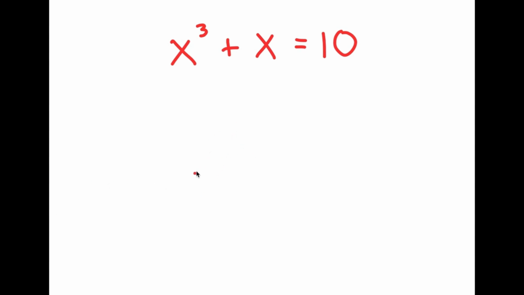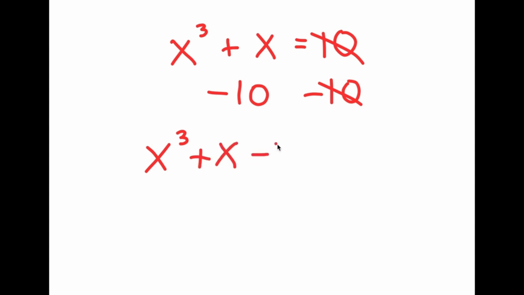Alright, so in this problem, I have x to the power of 3 plus x is equal to 10. So to solve this, I'm going to first start by subtracting 10 on both sides. So if I subtract 10 on both sides, these two cancel out, and I get x to the power of 3 plus x minus 10 is equal to 0.